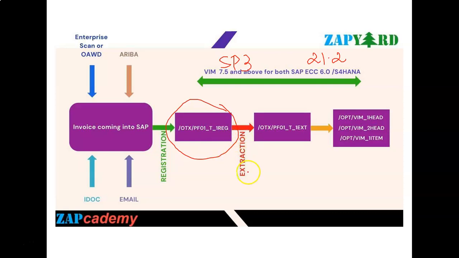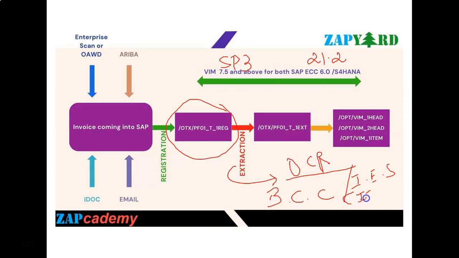And with respect to extraction, the main OCR solutions that we use with respect to VIM 7.5 SP3 and higher, up to VIM 20.4 or VIM 21.4 and higher, are your BCC, that is your OpenText Business Center Capture solution, or your IES. Basically this is known as Information Extraction Services, or we popularly call it Intelligent Capture for SAP solutions, which we can also say as IC for SAP.